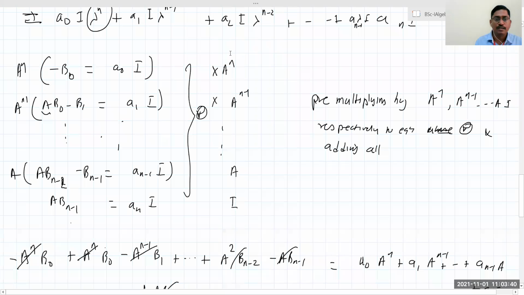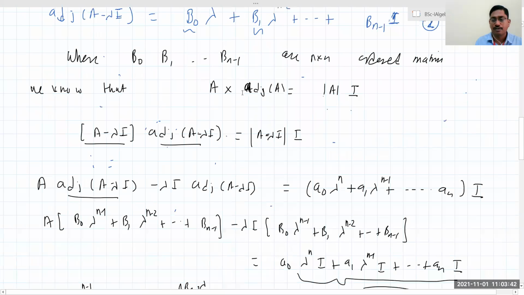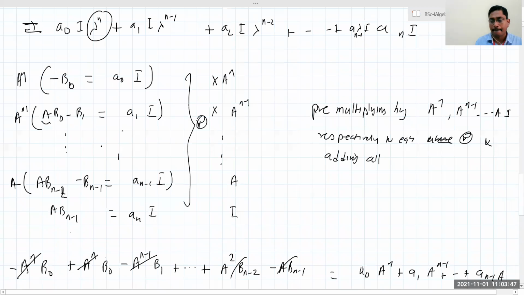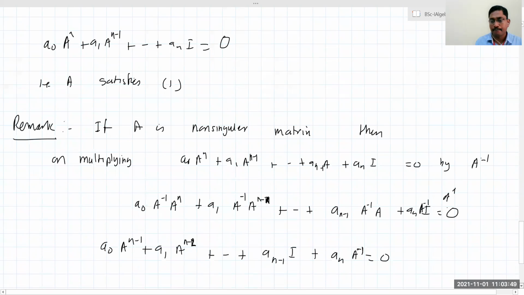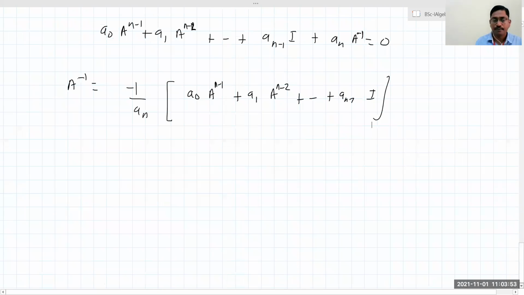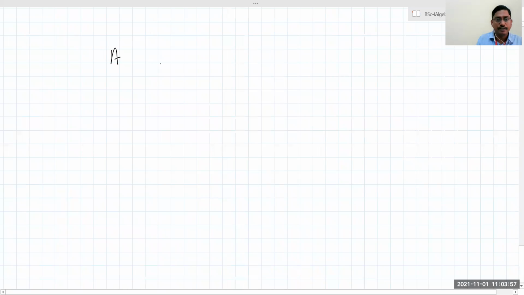The proof is beyond the scope of the syllabus. What major steps are involved in the proof of the Cayley-Hamilton theorem? You are applying the adjoint method. If A is a matrix, then find the minor matrix. Once you find the minor matrix, then the cofactor. And the adjoint of that matrix is the transpose of the cofactor.